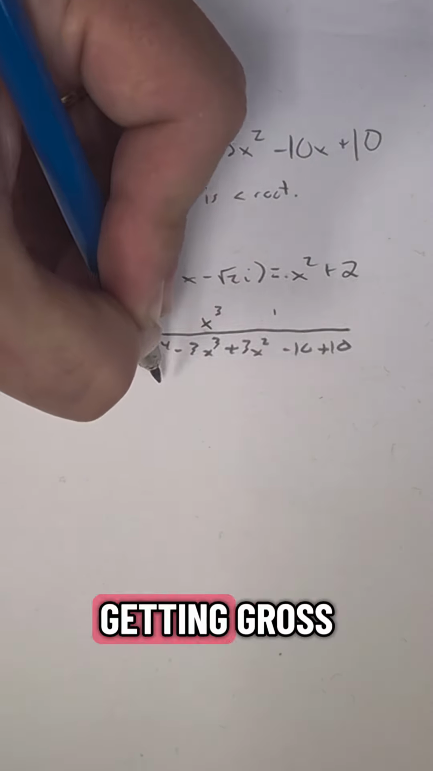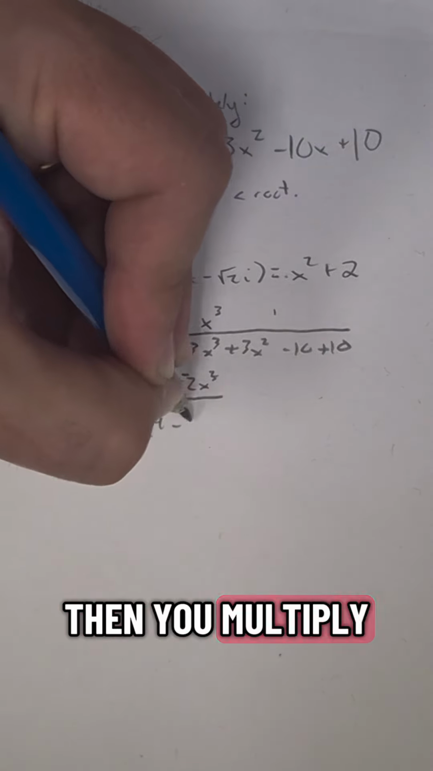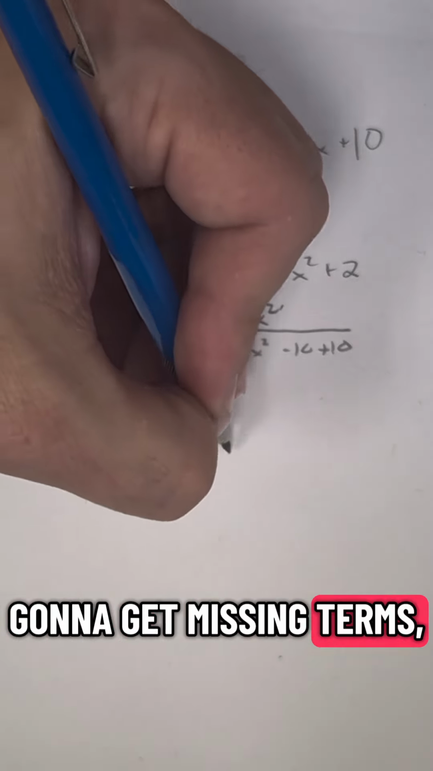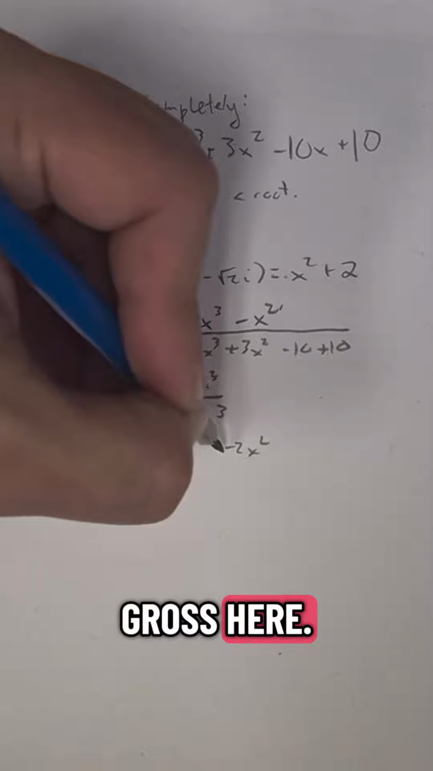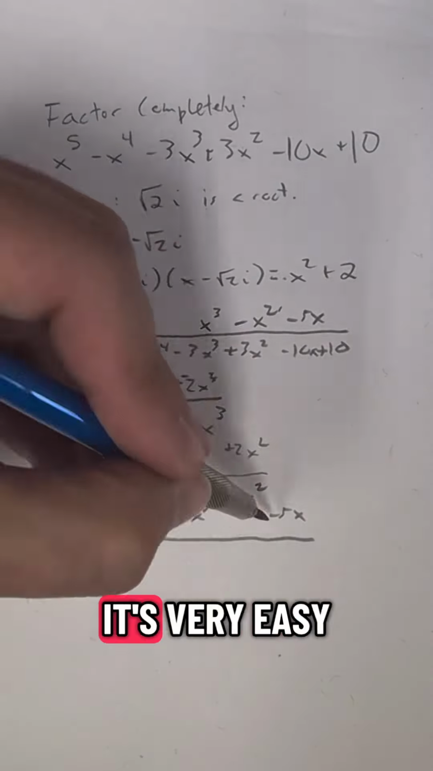But this is going to start getting gross. We're saying x squared goes into x to the fifth x to the third times, and then you multiply x to the third by x squared plus 2 and cancel stuff out, but you're going to get missing terms, and it's going to get kind of gross here. And if you're not careful, you can make mistakes, and things are going to kind of fall apart. And it's very easy to make a mistake here.